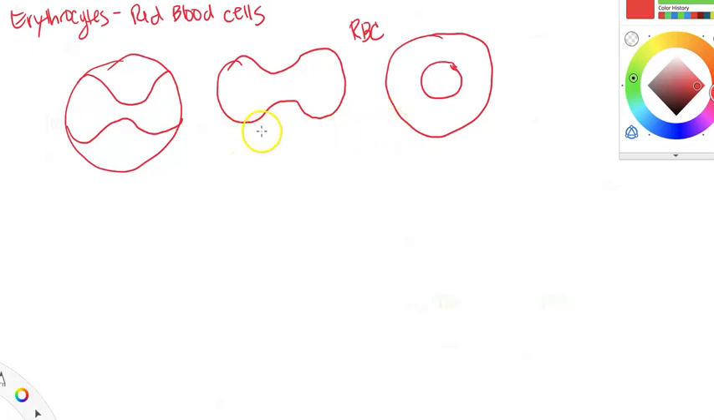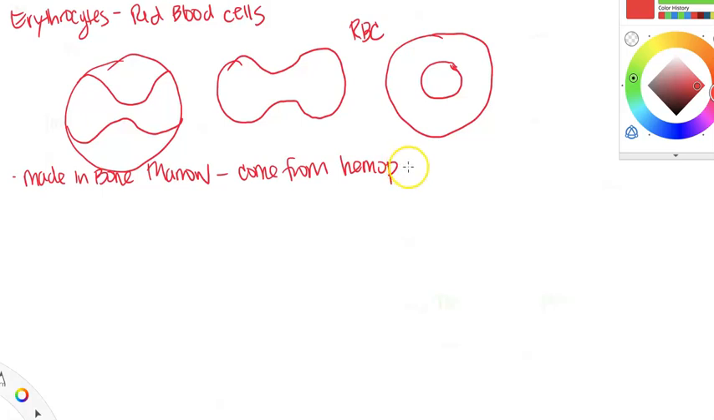So red blood cells are made in the bone marrow, and they are made from what's called hemopoietic stem cells. So stem cells are cells that can become other things. Okay?